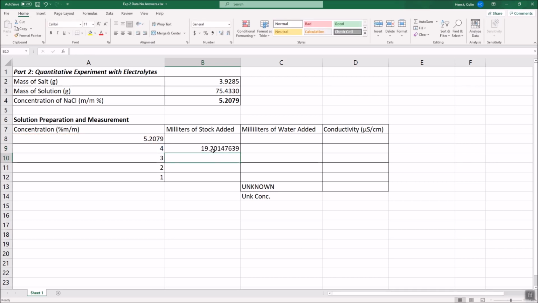So what this tells us is we need 19.2 milliliters in order to make this solution. We can then drag this down, and then we need 14.4, 9.6, 4.8. Excel's not so good with sig figs, don't worry about that.